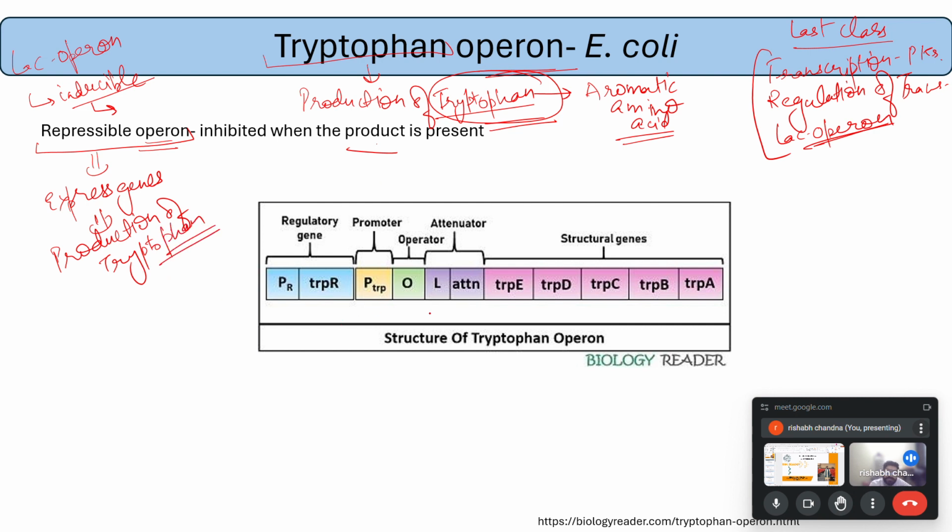Talking about the basic structures present in the operon: as in the lac operon, we have the regulatory gene unit, which is the promoter for the repressor, and this is the gene that codes for the repressor. Then we have the promoter for the tryptophan operon, and the operator. The operator is partly covered by a region called the attenuator, which is basically the second form of regulation of the operon.